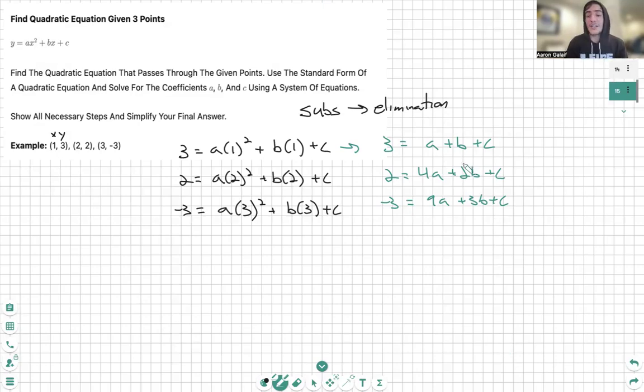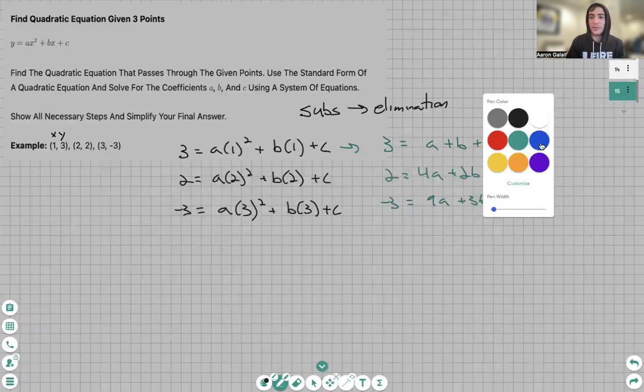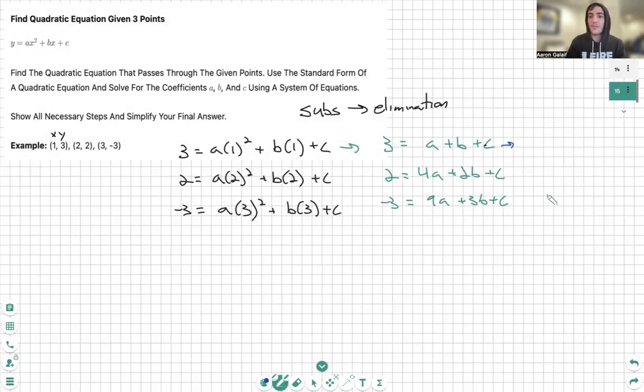So what I see here is that what's going to be easiest are the variables that don't have coefficients. So I could do C for the first one, C for the second one, C for the third one. That would be the easiest. So I'm going to solve for C in the first one. Let's bring it down. Let's do a different color. Let's go blue. So we're going to solve for C. We have 3 equals A plus B plus C. I'm going to subtract my A and my B over. So 3 minus A minus B is equal to C.